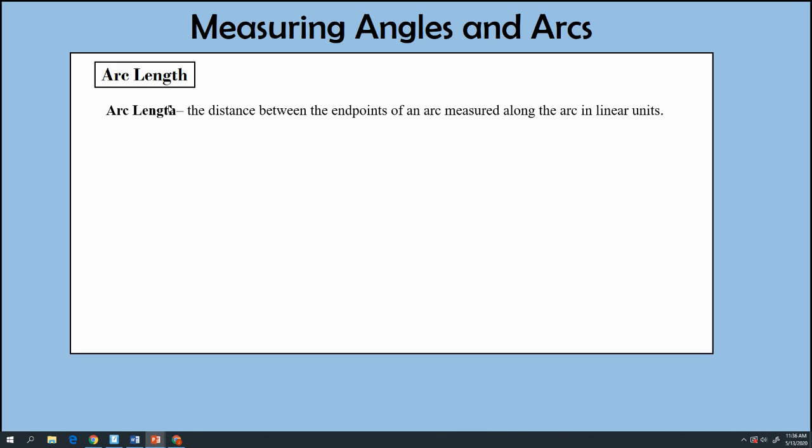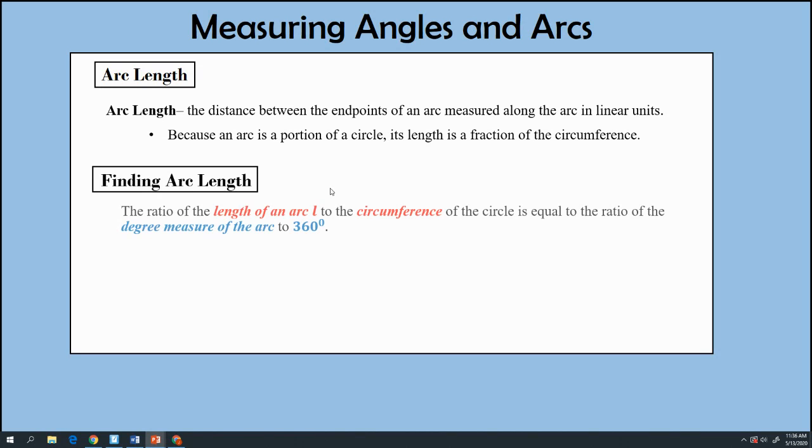Okay, what arc length is, it's the distance between the endpoints of an arc that's measured along the arc in units. All right, and because the arc is a part of the circle, its length is a fraction of the circumference. So arc length is a percentage or a part of the full distance around the circle, or circumference.